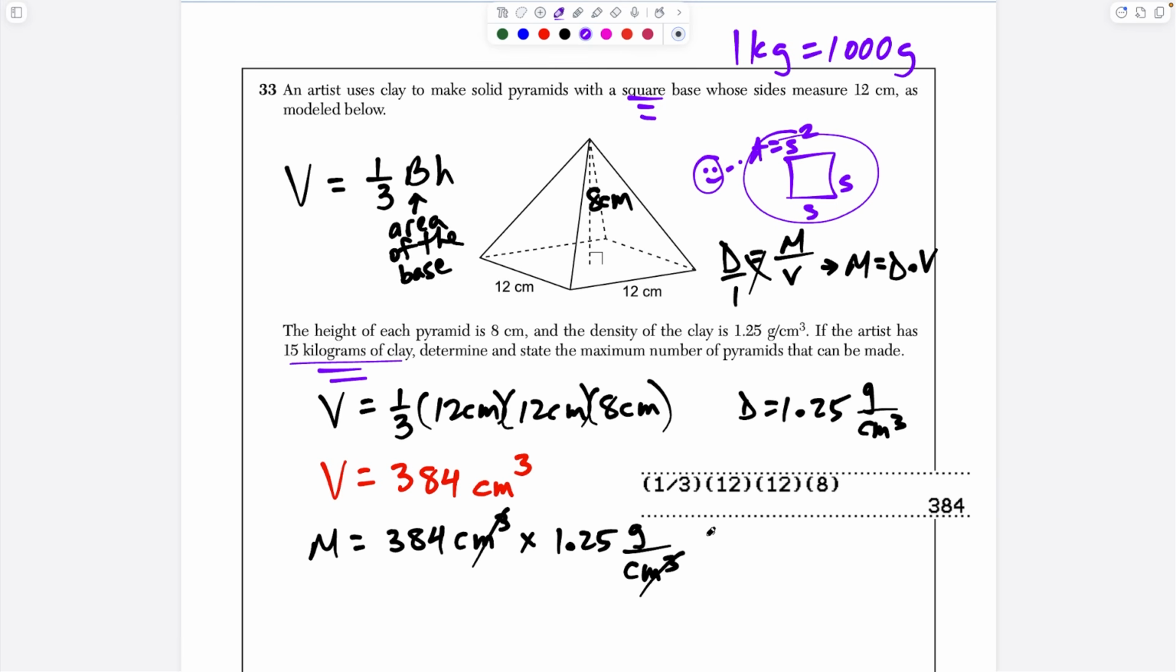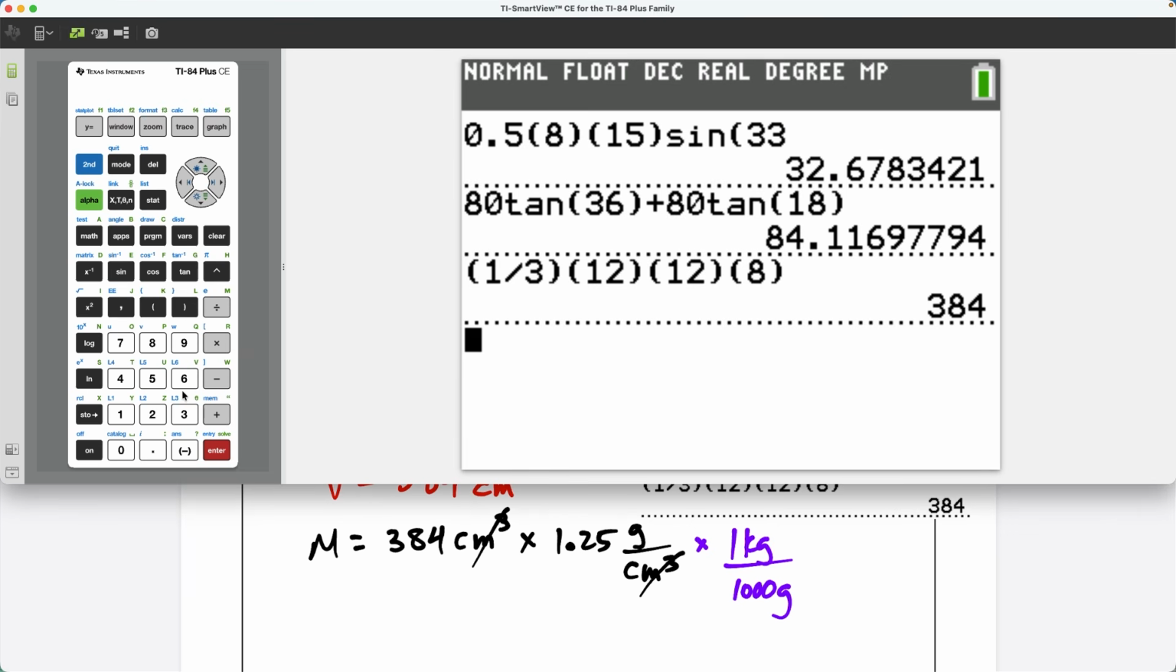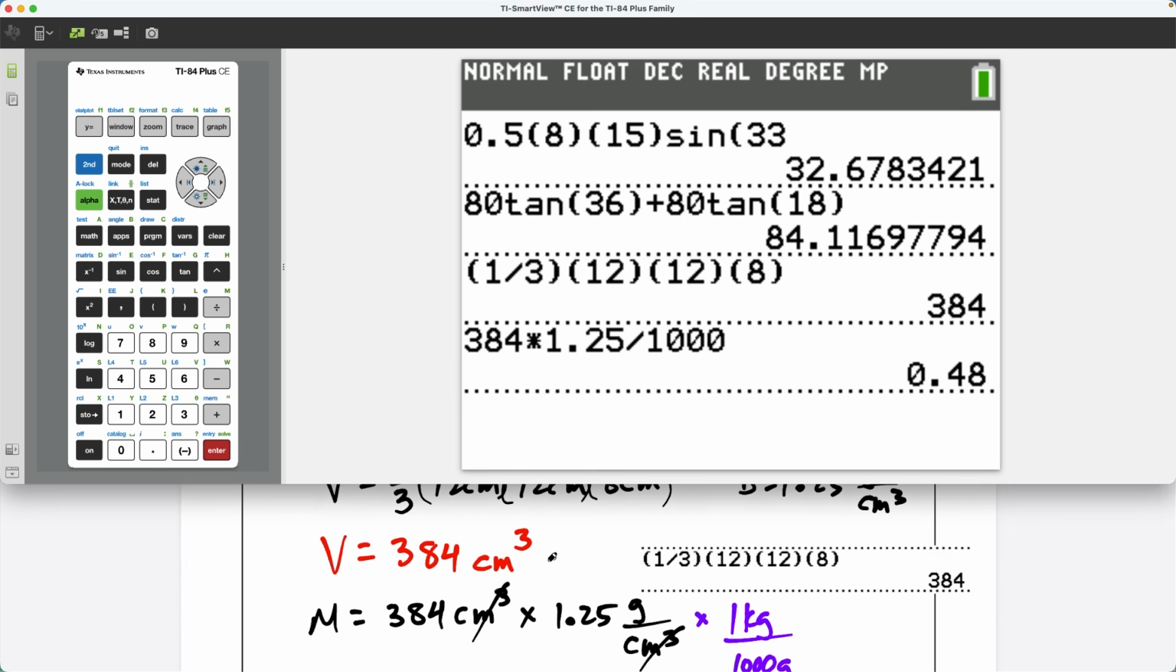So what I would do with this information is I would multiply this by, we have 1 kilogram for every 1,000 grams. Okay, so this part here is very important that we account for the mass in kilograms. All right, so we're just dividing this value here by 1,000. So now we could do 384 and multiply that by 1.25. And then we're going to multiply that by 1 over 1,000. Or I could just say divide by 1,000. Okay, so we divide that by 1,000 and we get 0.48 kilograms.